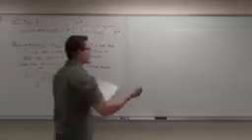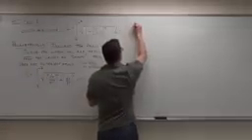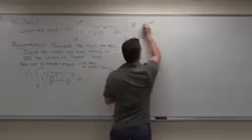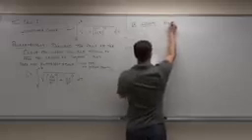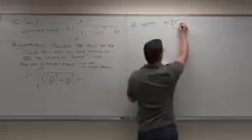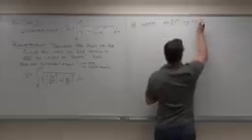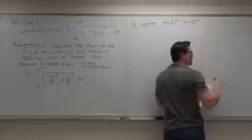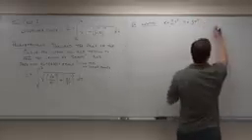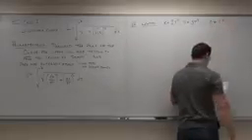So what I want to do is find the length of the curve where x is given by 2t squared, and y is given by 3t to the third for our parametric equation. And I want to find the length on the interval of 0 to 1.